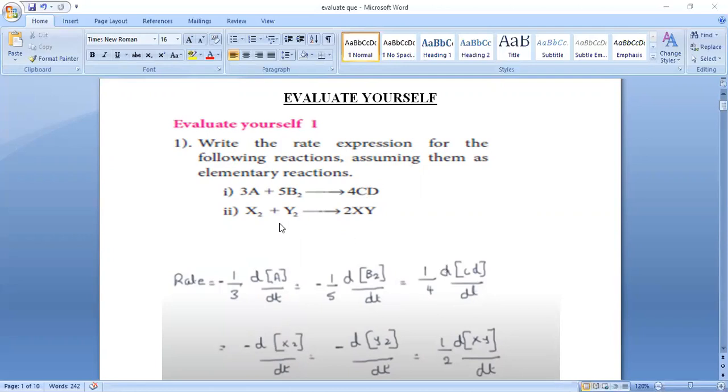See the second question now. X2 plus Y2 gives 2XY. There is no coefficient, no number is there, so no need to write any number here. So minus d of X2 divided by dt equal to minus d of Y2 divided by dt equal to, and 2 is here, we need to write as 1 by 2. So 1 by 2 into d of XY by dt.